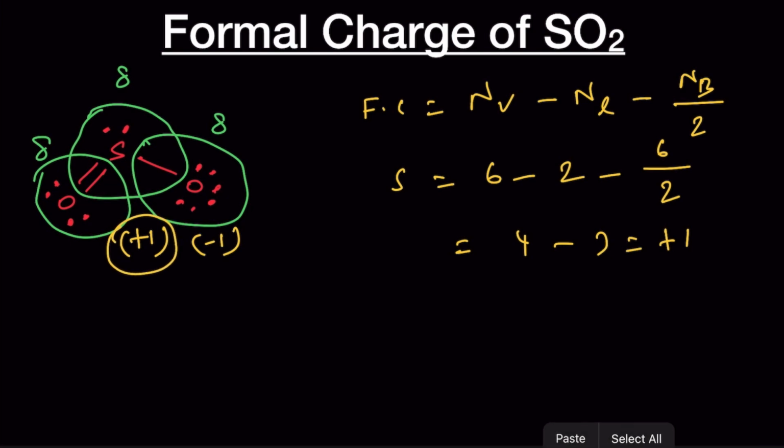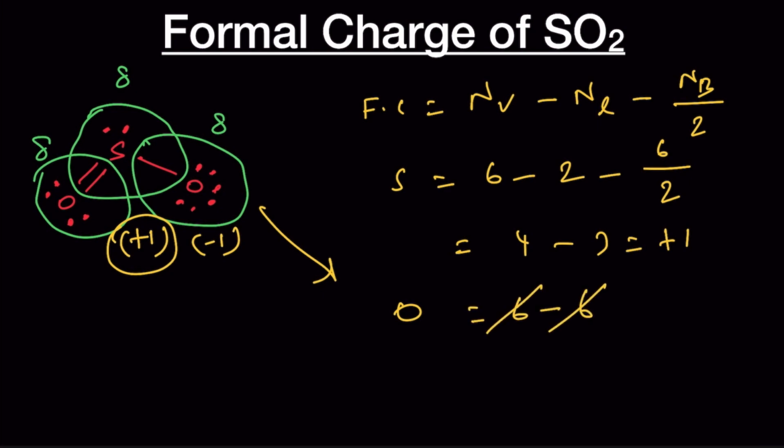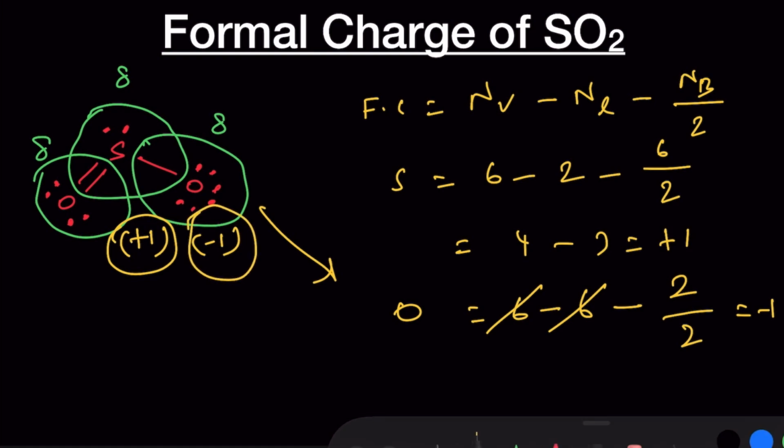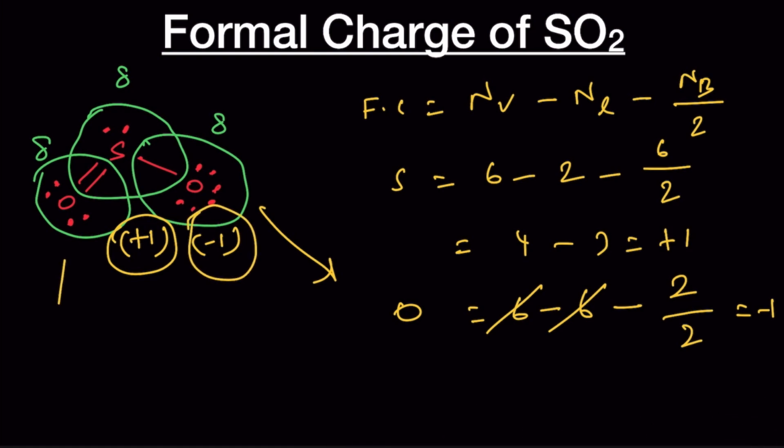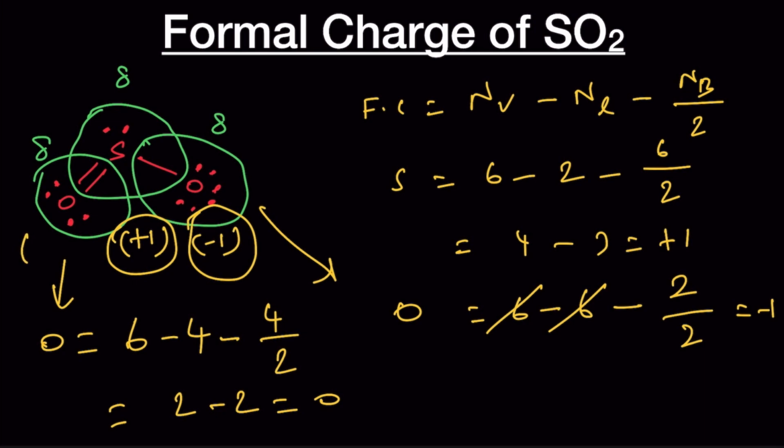And for this oxygen atom, it would be 6 minus, we have 3 lone pairs, therefore 6, minus, we have only 1 bond, therefore 2 by 2 and that is equal to -1. That's how we got -1 here. And for the other oxygen atom, if you calculate the formal charge here, it will be 6 minus 4 minus, we have 2 bonds, therefore 4 by 2. This means that 2 minus 2 and that is equal to 0.